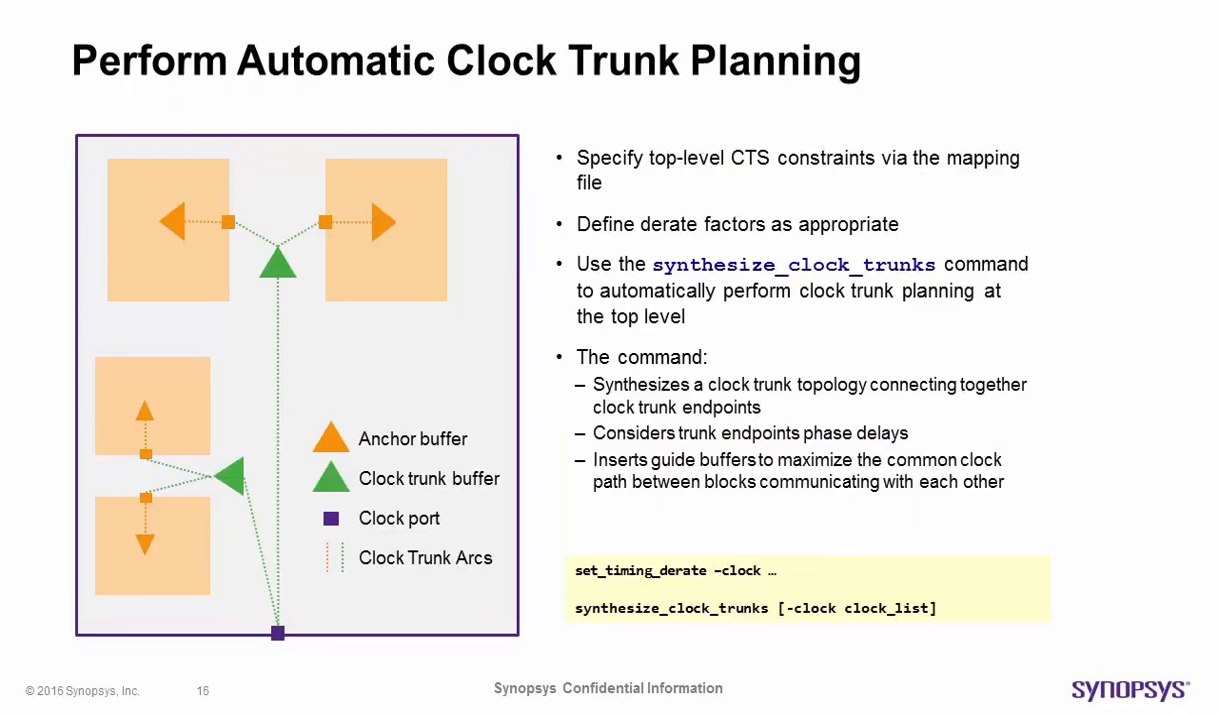After block level is finished, we perform automatic clock trunk planning at top level. We specify top level CTS constraint via the mapping file and define the rate factor as appropriate. And then we use the synthesize clock trunk command to automatically perform clock trunk planning at the top level. This command synthesizes a clock trunk topology connecting together clock trunk endpoints. It considers clock trunk endpoint phase delays. It also inserts guide buffer to maximize the common clock path between blocks communicating with each other.